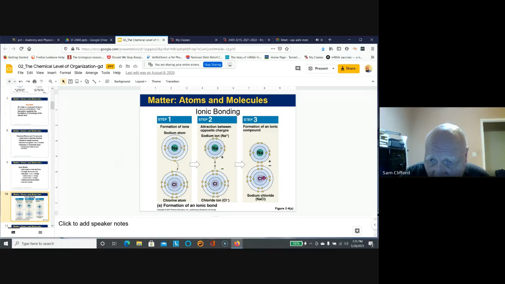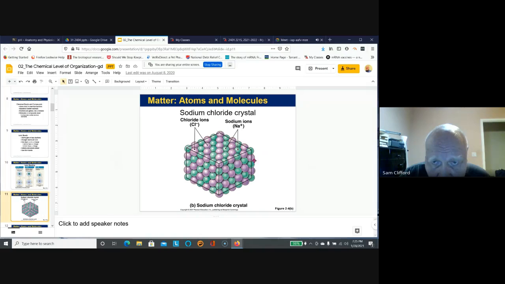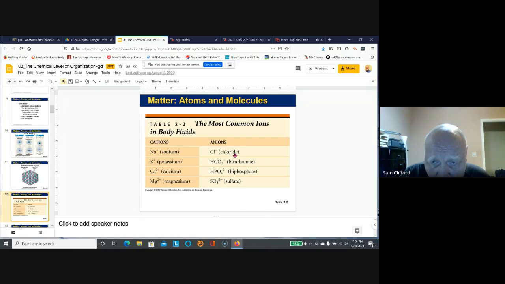electron, so it's negative. The body depends upon these charges to do chemical and electrical work, and that's how we live. That's how we have nerves. That's how we have muscle activity. That's how we think, based upon how these charges are separated in and out of the cell. Okay, a sodium chloride crystal is a regular cube with alternating sodium and chloride. Make sure you know these symbols and these names.